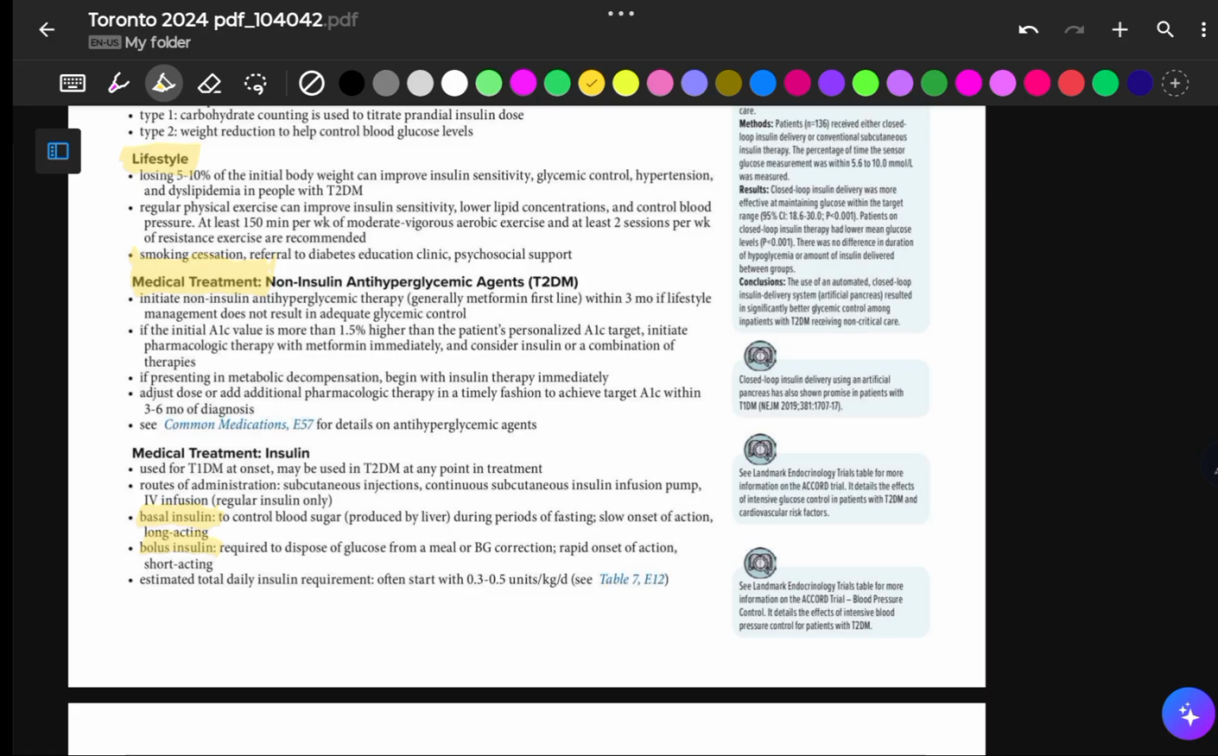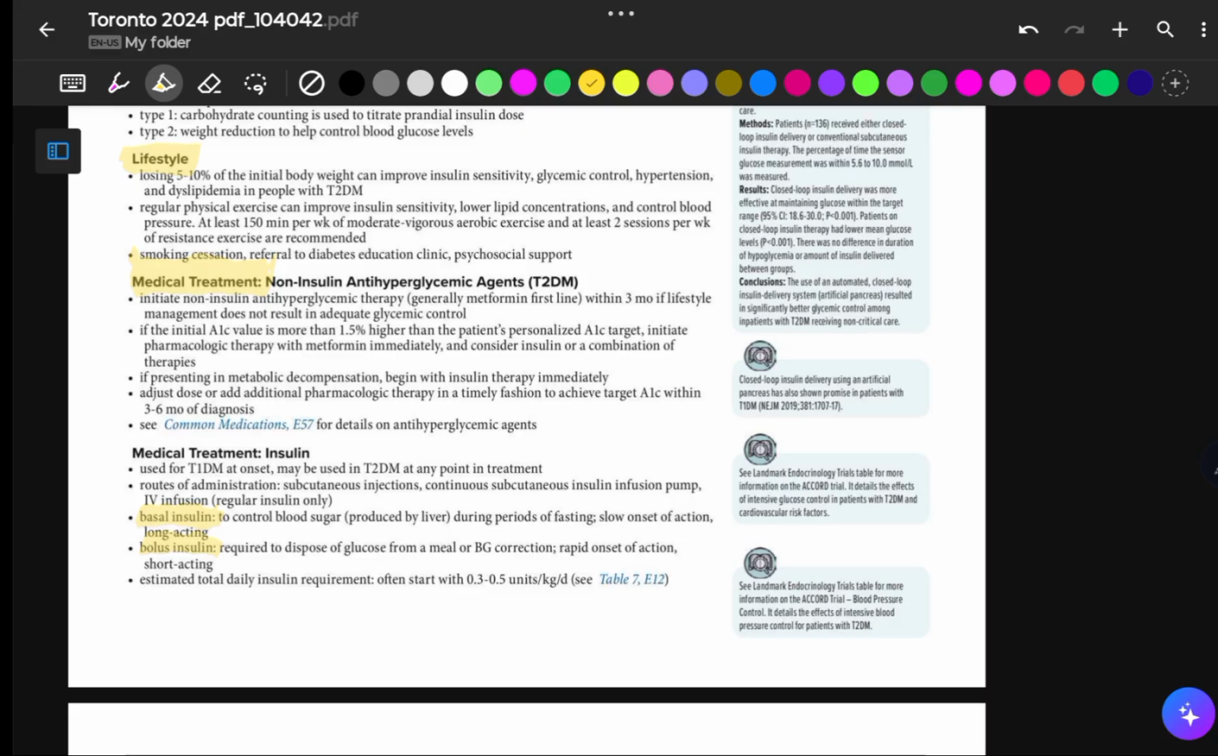The route of administration of insulin is subcutaneous injection. You also have a continuous subcutaneous insulin infusion pump, and you can also give an IV infusion. For IV infusion, you only give regular insulin, like Actrapid. Then you have basal insulin to control the blood sugar.